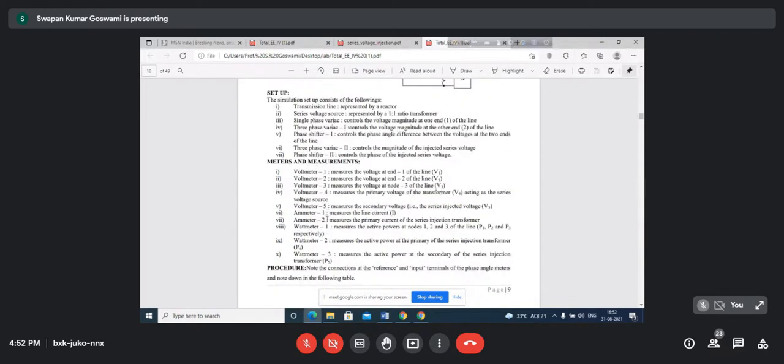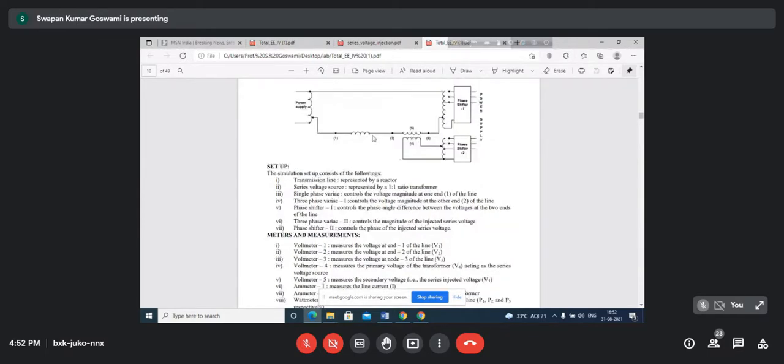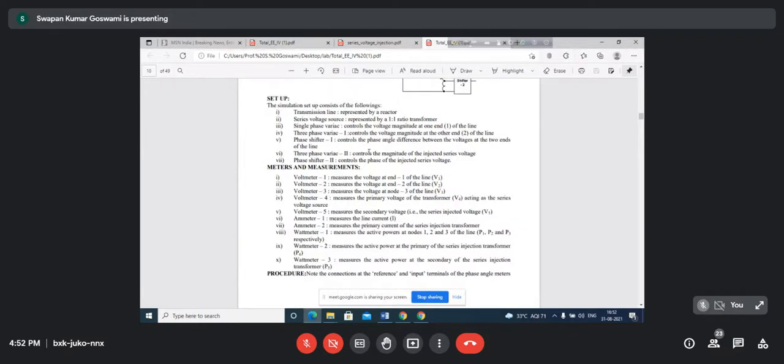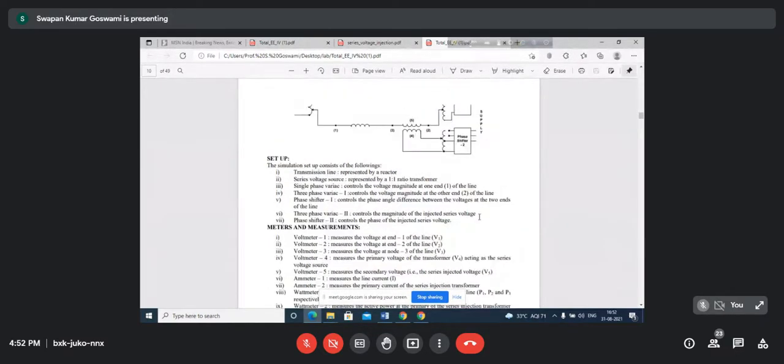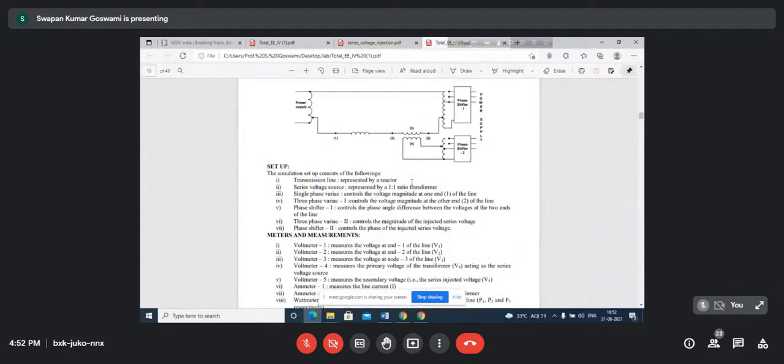And ammeters are also needed for measurement of current through the line. You'll be measuring how much is the line current. Another ammeter measures the primary current of the series transformer, how much current is flowing here. An ammeter will be connected here, another ammeter will be connected here.